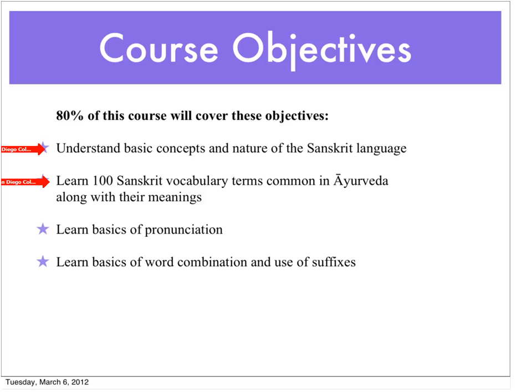We're also going to learn about 100 Sanskrit vocabulary terms that are common in Ayurveda, along with their meanings. We do have a vocabulary list, and I'm still doing a little bit of reorganization. We've got a fairly large glossary list from previous passes at the Sanskrit 101, and I'm consolidating and expanding it. So that will be available on the site. But this is one of the major course objectives, to learn some of the important vocabulary terms in Sanskrit.